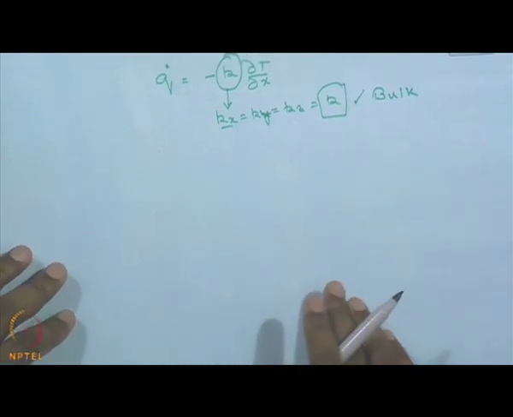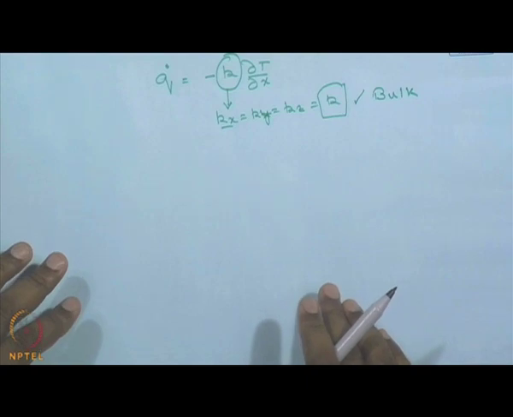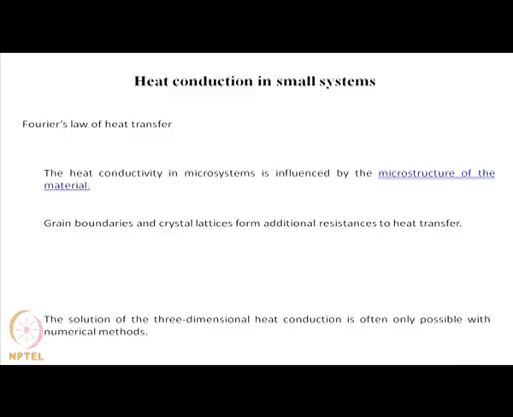But when we think of a microsystem, the thermal conductivity, like many other physical properties, is influenced by the microstructure of the material. So you have grain boundaries and crystal lattices which form additional resistances to heat transfer. And the solution of the three-dimensional heat conduction is often possible with numerical methods.